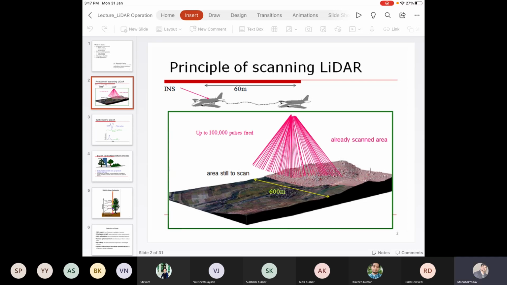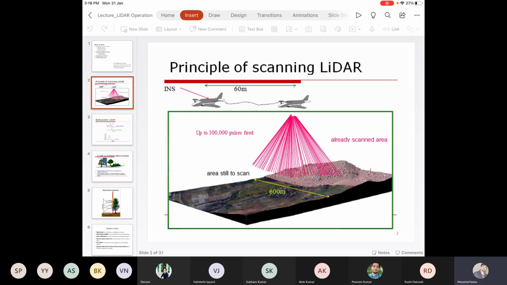Okay. So overall, how many parameters do we have? We are just analyzing over here. That is the speed of the aircraft, how it is moving forward. Then the LiDAR instrument, how many pulses are fired in 1 second. And then finally, when these pulses are hitting the ground, what is the width of the swath? Okay. What is the width of the strip that is covered along the flight line direction?